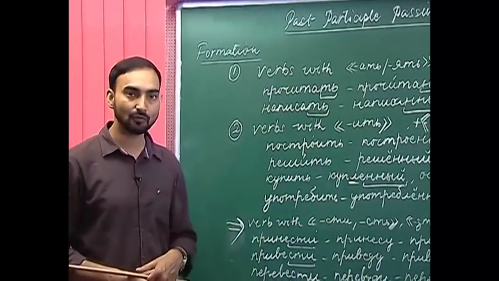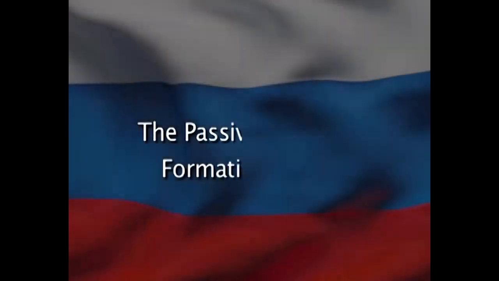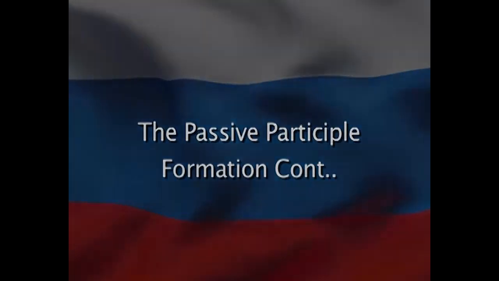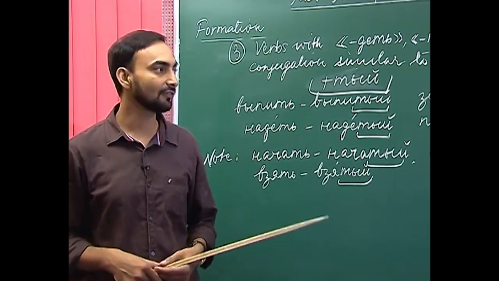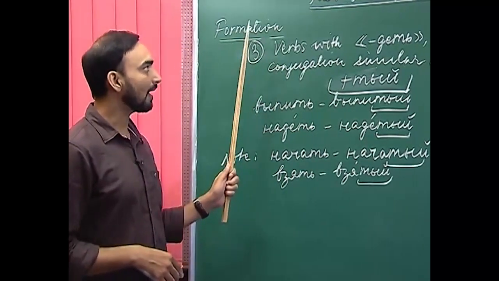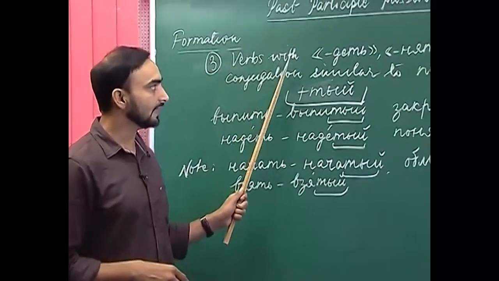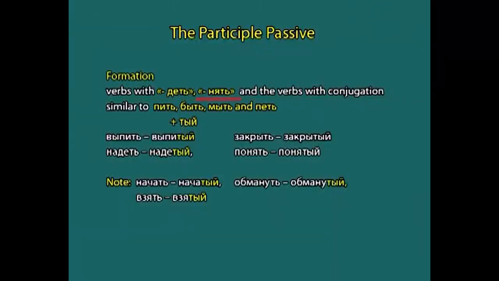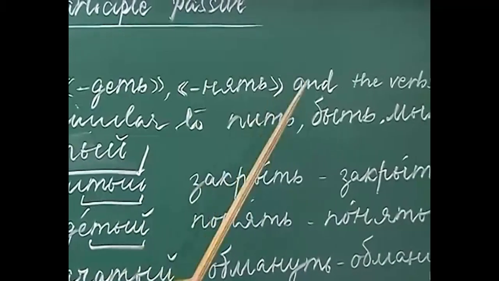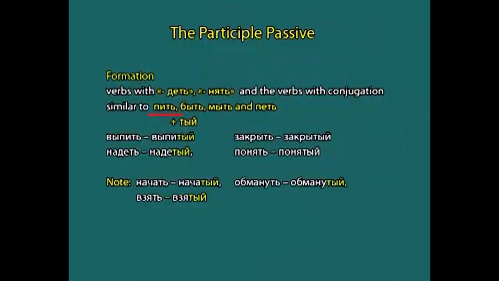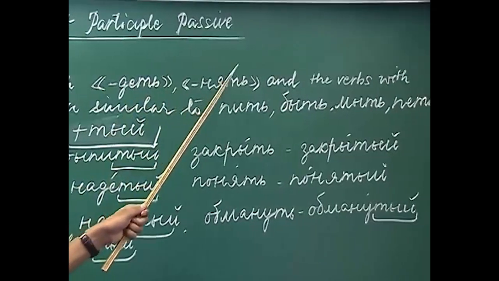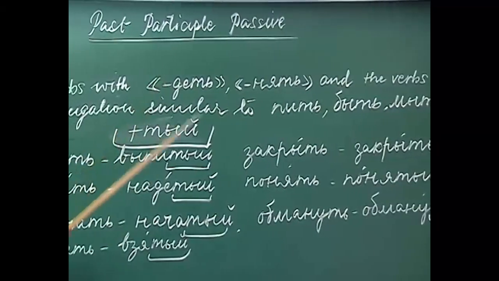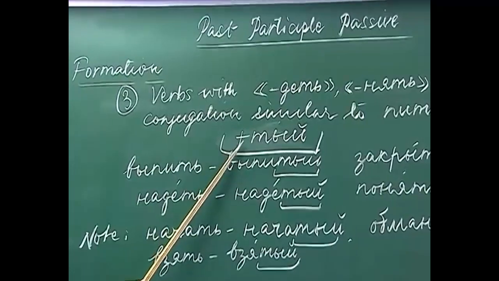So apart from these two rules, there is one more rule which we will discuss now. We are discussing the formation of the past participle passive. We have already discussed two rules. Now we will discuss the third rule. To form the past participle passive, if we come across a verb with the ending et, yet, ta soft sign, or nyat and ya, ta and soft sign, and the verbs with the conjugation similar to peat, beat, meet or ph, we have already done their conjugations. So if we come across any verb with the conjugation similar to either peat, beat, meet or ph, then we will form the past participle passive by adding the suffix te, I and ikrat ke.